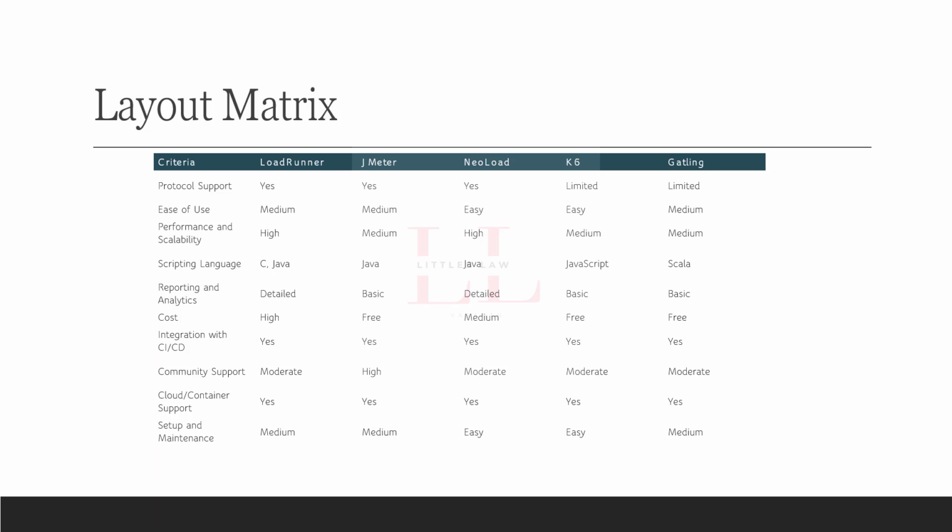So overall, this is a layout matrix. You can do a check with all of these: the protocol support, meaning which protocols each tool supports, the ease of use, the performance and scalability, the scripting language that you and your team know, and the reporting and analytics, how detailed or basic you want it. And then the cost. If you have the budget, you can pitch in LoadRunner and Neoload. If you are looking for open source, you can look at JMeter, K6, and Gatling.